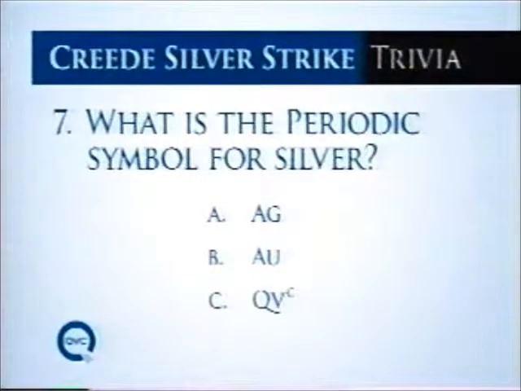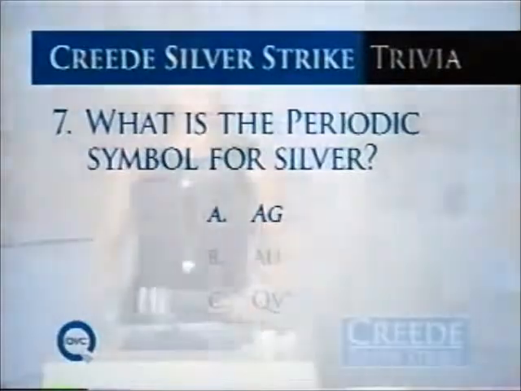Well, here's the answer for our Creede Silver Strike trivia. What is the periodic symbol for silver? It is AG. AG is the periodic symbol for silver, AU for gold, and QVC to the umpteenth power is the symbol for quality, value, and convenience. We'll have those fun trivia points throughout the day.